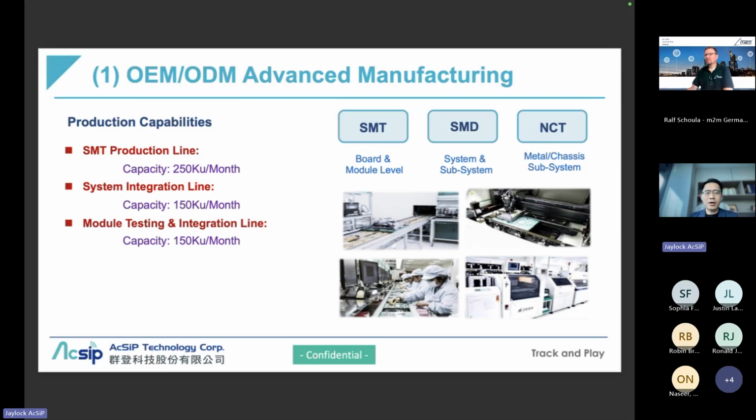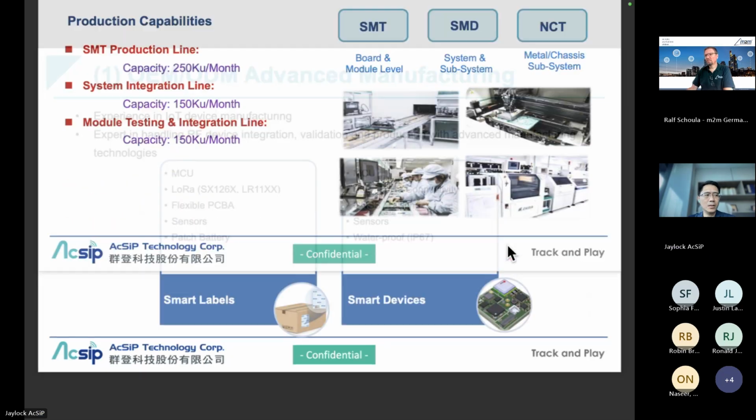To ensure the highest levels of quality and control, AcSiP maintains our own production facilities. We manage every step of the process, including SMT, SMD, and NCT. Our monthly capacity is about 250,000 units for the SMT line, 150,000 units for the system integration line, and another 150,000 units for testing and validation. This kind of production capability allows us to deliver consistent and reliable products.